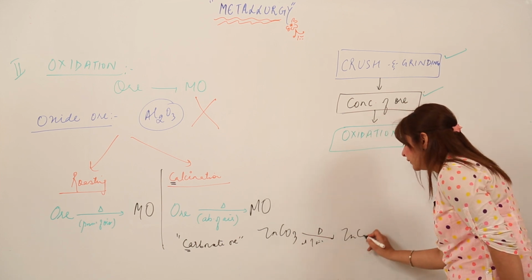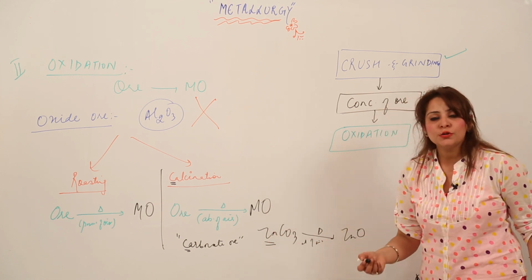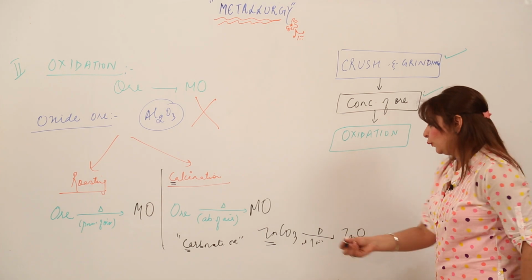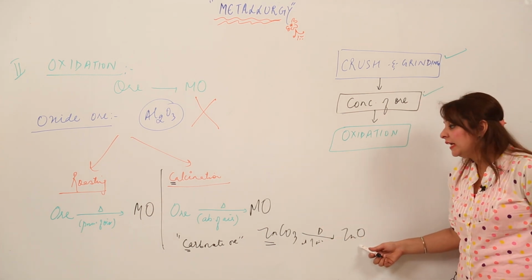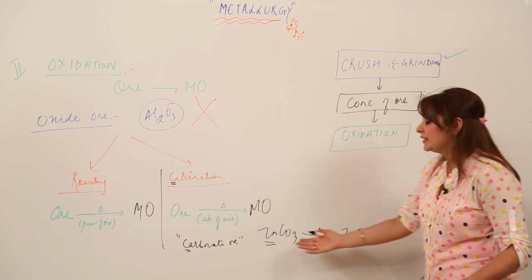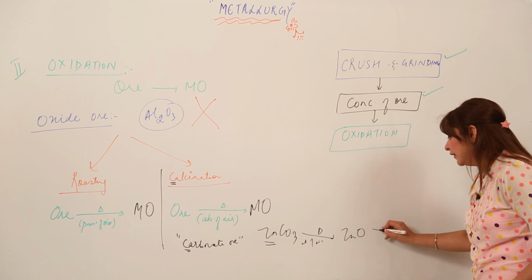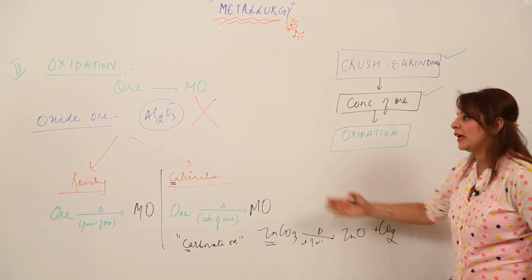So what I'll get, obviously, is our metal oxide. It was a zinc ore, so obviously we need zinc oxide. So what does it get converted to? It gets converted to the metal oxide, zinc oxide, and forms the respective gases. Which gas will be formed? Since it is a carbonate ore, it will lead to the formation of carbon dioxide gas. So this is how you do calcination.